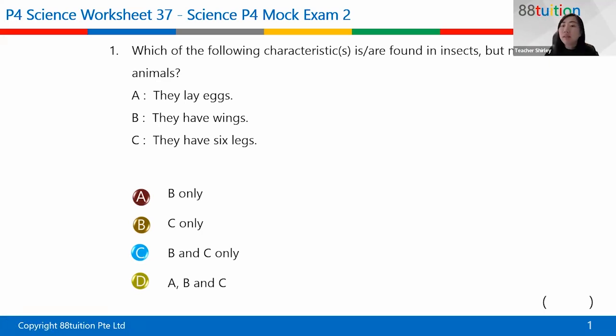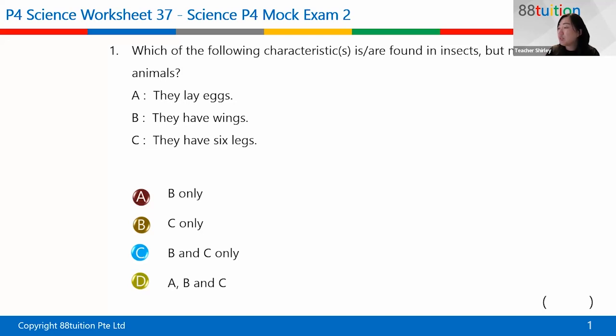Okay, now same thing. I think it will cover a lot of the P3 topics as well. But at the same time, just now we were just going through a bit more on heat. I think heat is quite a difficult topic out of all the topics which you've learned so far. Okay, so let us now do question one, which of the following characteristics?